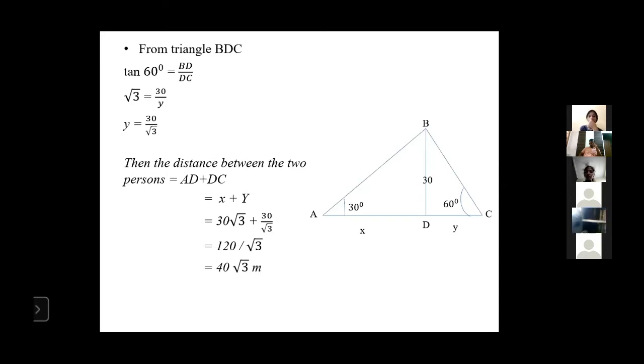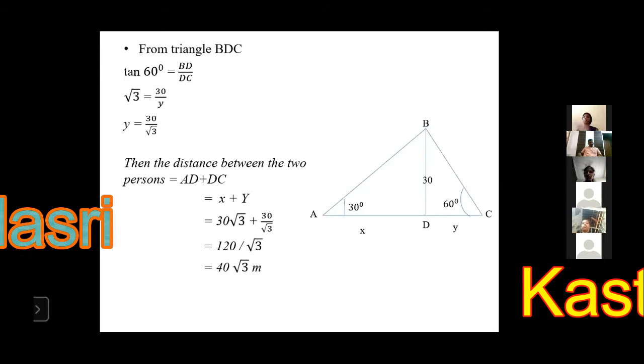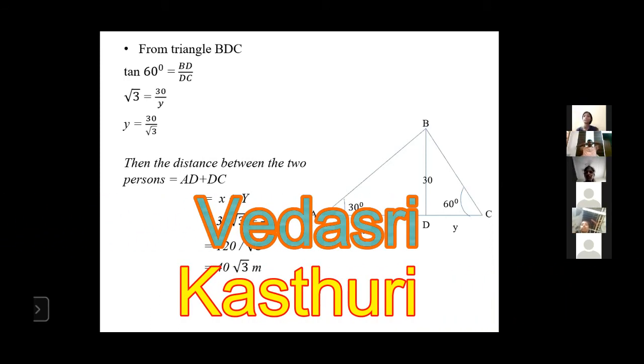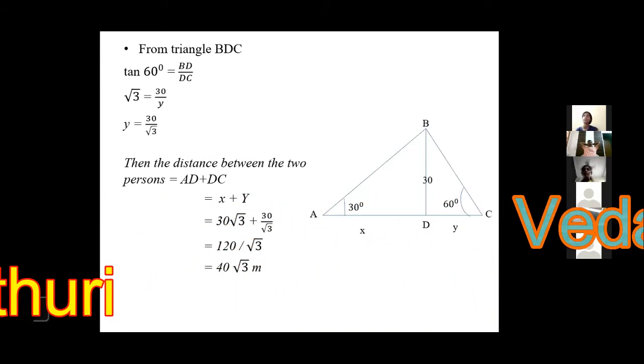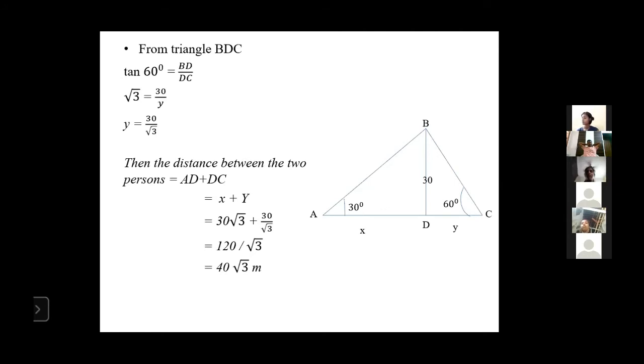Here we need to rationalize this. So 120 by root 3 into root 3 by root 3. It means 120 into root 3 is 120 root 3, by root 3 into root 3 is 3. 3 ones are 3, 3 forties are 120. It remains 40 root 3. Finally, we find the distance between both persons, that is 40 root 3 meters.